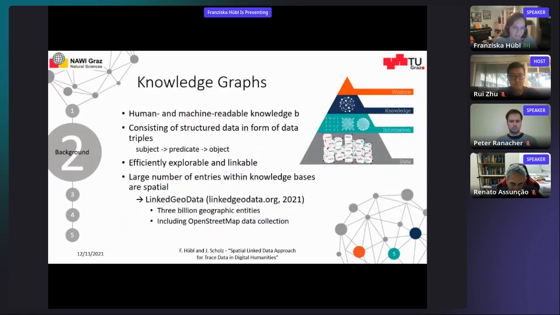So the last background information I want to give you is about knowledge graphs. Basically, a knowledge graph is a structured way of combining data and ontologies. And the benefit is that it is human and machine readable. It consists of data triples in the form of subject, predicate, and object. And because of this simple structure, knowledge graphs are efficiently explorable and linkable. Already a lot of entries within knowledge bases are spatial. For example, LinkedGeoData holds about 3 billion geographic entries. Also the OpenStreetMap data collection is included.